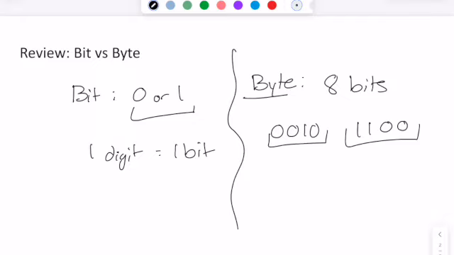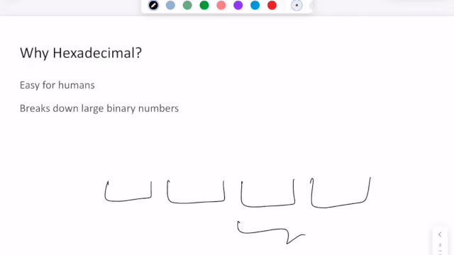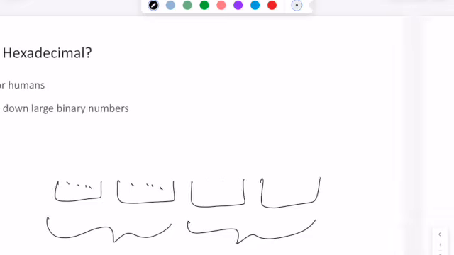So when we get to these really large binary numbers, you have a lot of zeros and ones, and that's really complicated. So that's why we bring in hexadecimal. Hexadecimal is really useful because it's much easier for humans, and it's a way to break down large binary numbers. You break it into groups of 4, and that's a lot to remember, and it's really hard for humans to easily comprehend. So that's why we introduce hexadecimal.